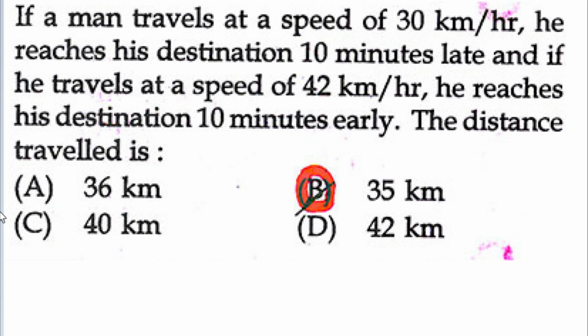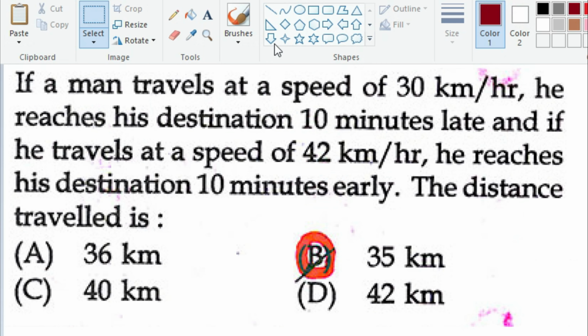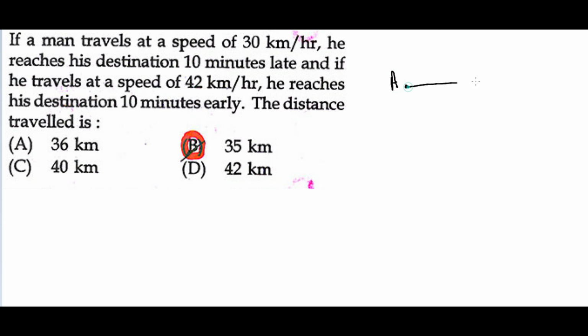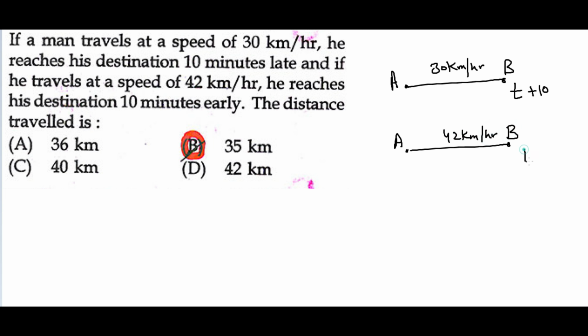Let's solve this. What we are going to do here is we are given two scenarios and we will try to manipulate them. A to B he is going, and if he is going 30 kilometers per hour, then surely he is going to be reaching at t plus 10 minutes, because usual time and 10 minutes more. But if he is going from A to B on another day with 42 kilometers per hour speed, then he reaches 10 minutes early. And the distance between them we don't know, that is what we need to find, that is x.